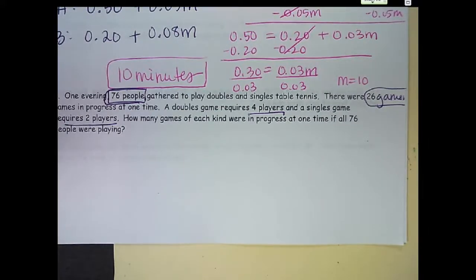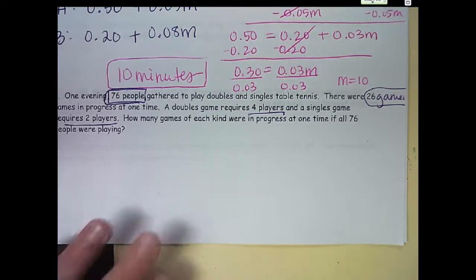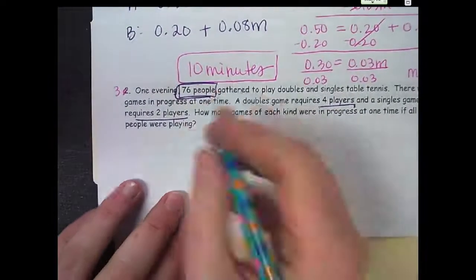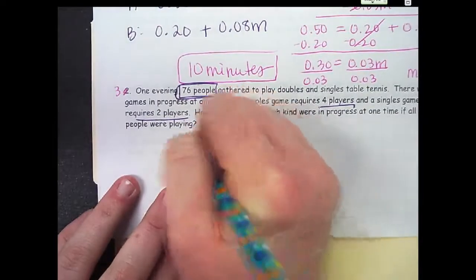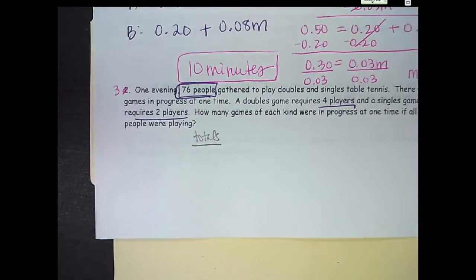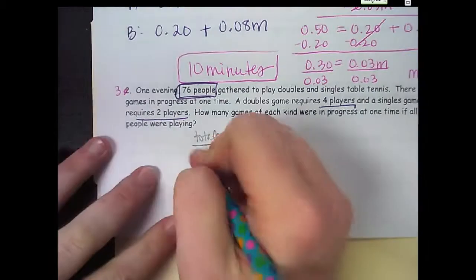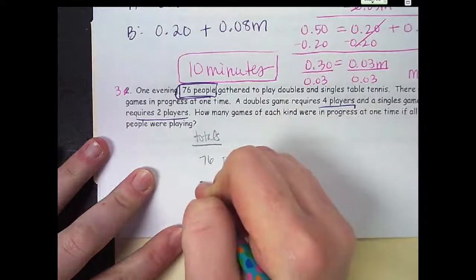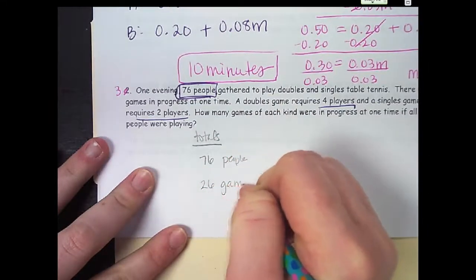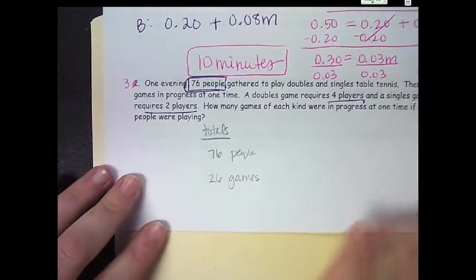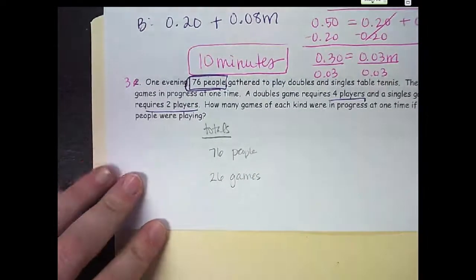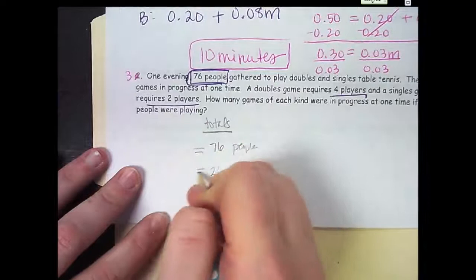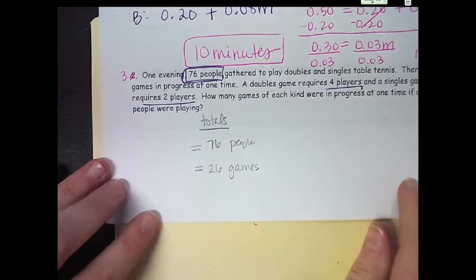All right, so be careful here. When you're doing this, let's talk about the totals first. So I want you to write totals. Looking at all your numbers, what are the 2 totals they give you? 76, and that's people, or players, and 26 games. Start here. This is what our equations are going to equal. So this is going to help you set your equations up.